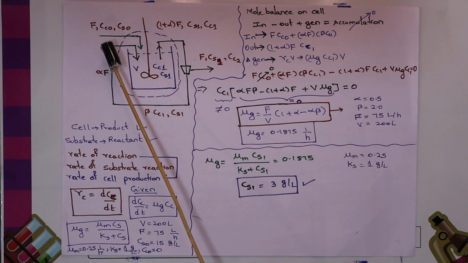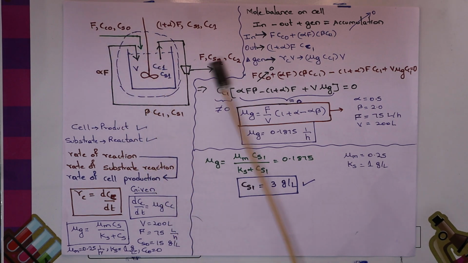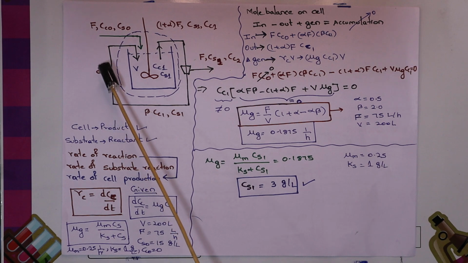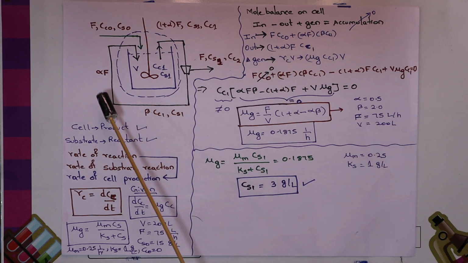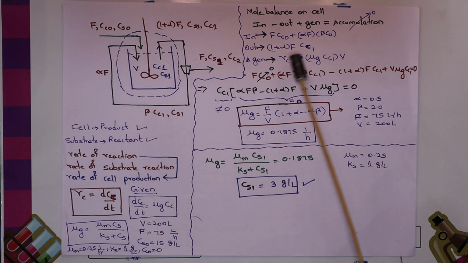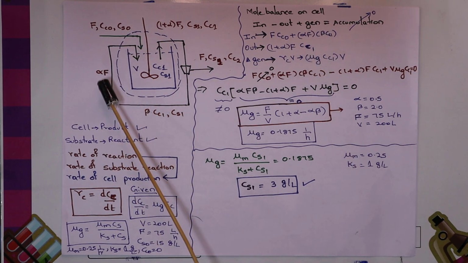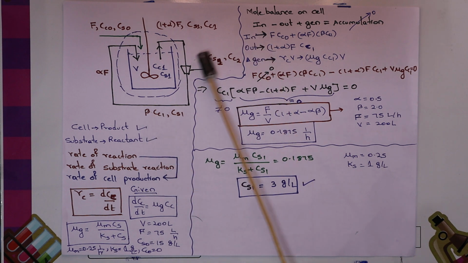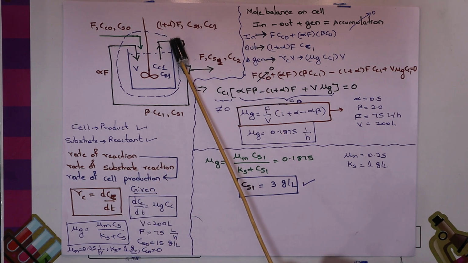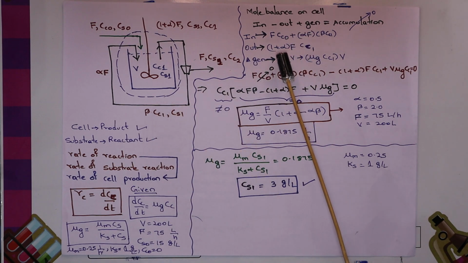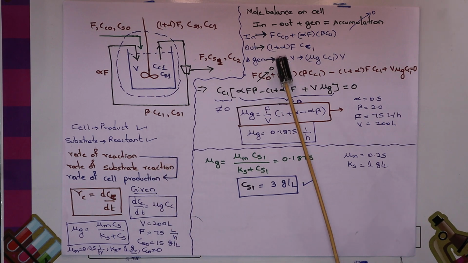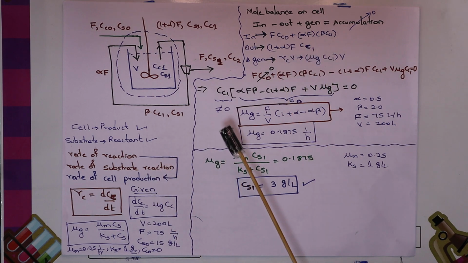How many moles are entering the reactor? F times Cc0. And the other stream, how many? Alpha times F, the volumetric flow rate, is coming in the second stream. So what is the concentration of cells in the second stream? It is nothing but beta times Cc1. So total inlet is from stream 1 plus stream 2. What is out? There is only one exit here. So how much is the mole balance out? It is (1 plus alpha) times F into Cc1.